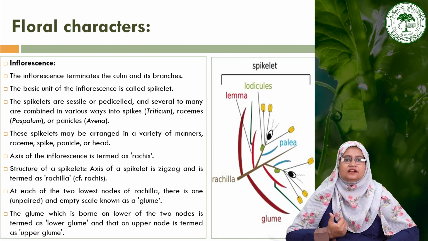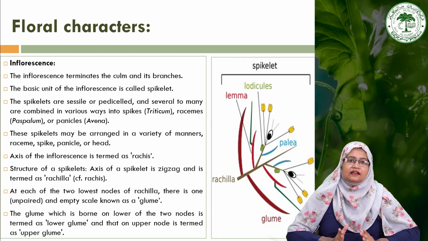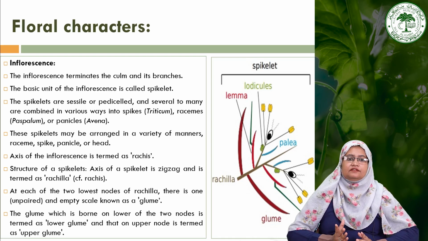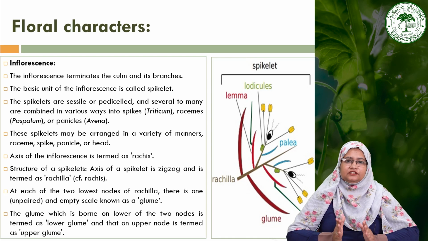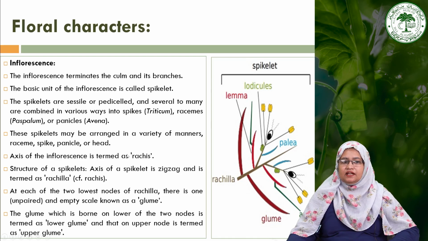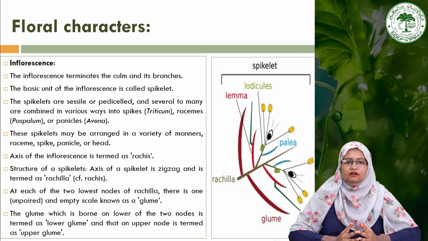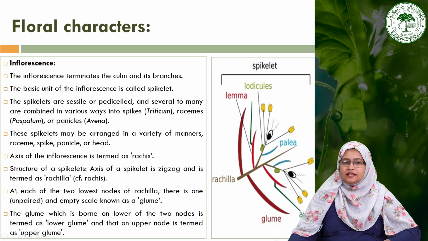The arrangement may be different. They may be in the combination of spikes, racemes or panicles. So this spikelet unit is arranged in different ways in different species, but the unit is the spikelet. And these spikelets may be arranged in a variety of manners, as I have told you earlier, such as raceme, spike, panicle, or in the form of a head. The axis of the inflorescence is termed the rachis.